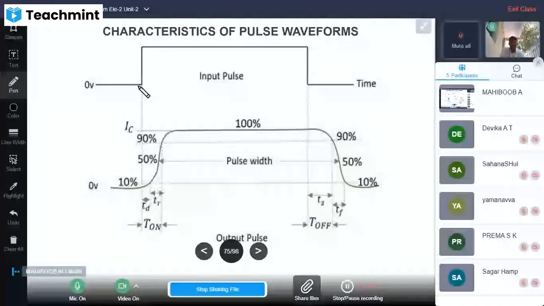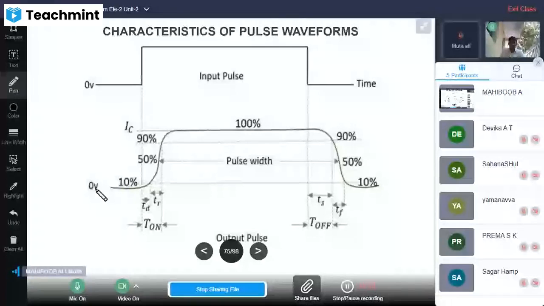This is the leading edge. This is a trailing edge. So here this is a leading edge, this is a trailing edge, and this is called pulse width, from leading edge to falling edge. From one leading edge to another leading edge is a time period. 1 by time period is called pulse repetition frequency. These are the pulse characteristics.